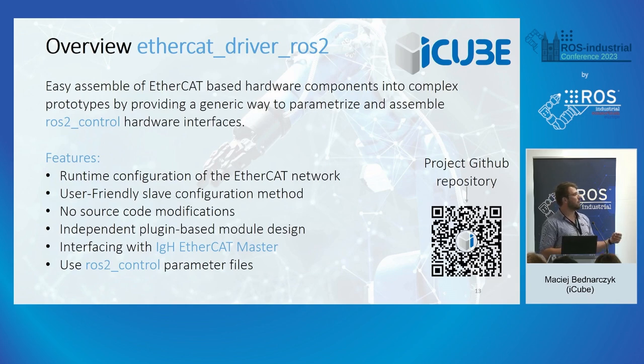One of the goals was the capacity to do runtime configuration of the EtherCAT network and of the different components that we want to put on it, so that if we, for example, want to add an additional sensor, we don't need to write additional hardware code to integrate it. We can directly do the runtime configuration of our EtherCAT network and integrate these additional components into our system. We want a very user-friendly slave configuration method for our system and no source code modification. So basically all the runtime configuration is done using parameter files that we can just set up at startup.